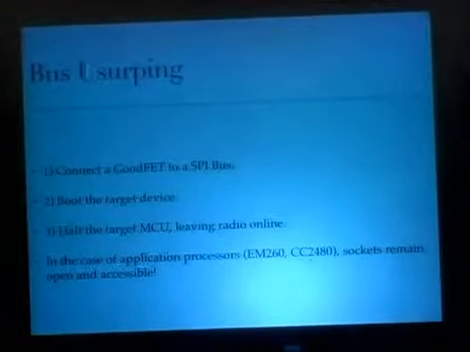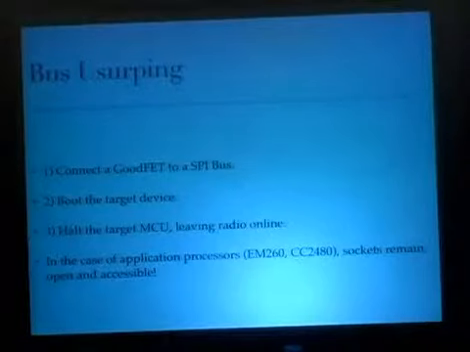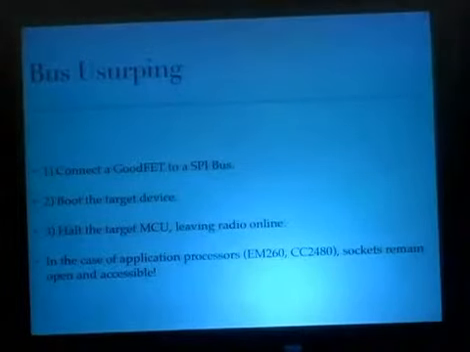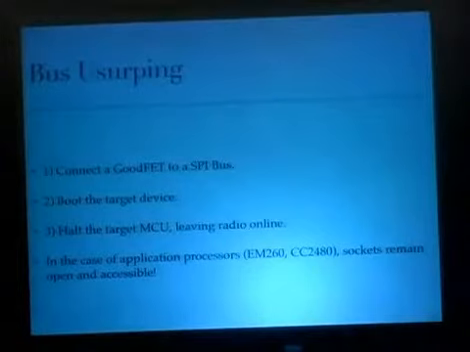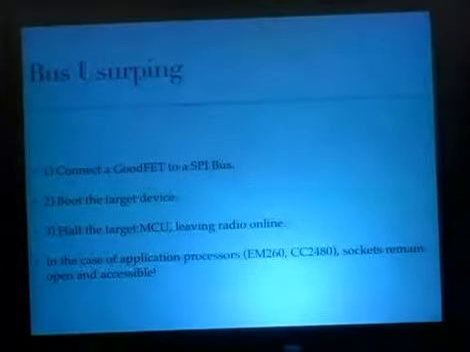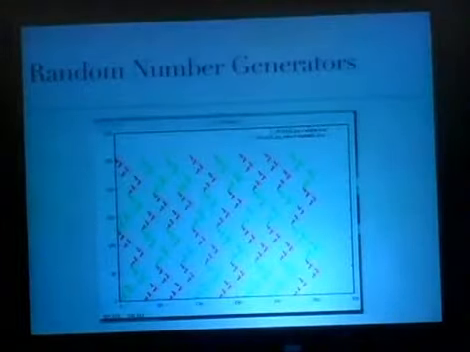In the case of application processors, these are chips which implement a sockets library and expose it over an SPI port. The entire socket library remains open and accessible. So you can then continue sockets which had been opened by the previous device after hijacking all of its sessions. In the case of Zigbee protocols and things like that, which are quite complicated, this is very handy because it means that you don't have to understand all of the handshaking and all of the cryptography and all of that stuff. It's already done for you, and you're just left with an open and already running interface.